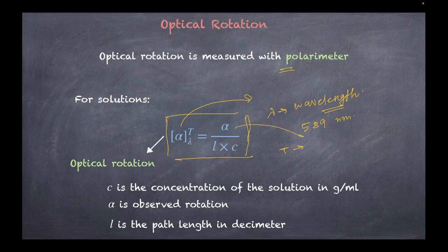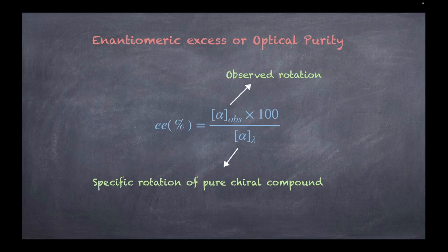Now here alpha is the observed rotation of our given solution, and L is the path length, that means the length of a tube containing the solution in decimeter unit, and C is the concentration of our solution in gram per ml unit. So this is the expression for optical rotation.